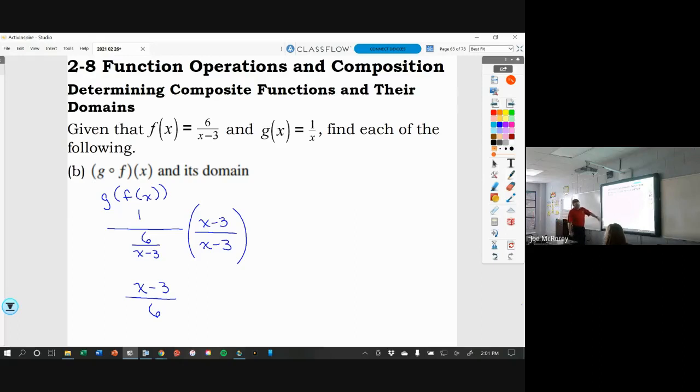Okay, what is the domain of x minus 3 over 6? Do you see any problems with that? There are no problems with that. Does that mean the domain is all real? No. Well, we've got to look at what we started with. What function are we plugging in? F. We're plugging the f function in. Does the f function have any limitations? Cannot be 3. Yes.